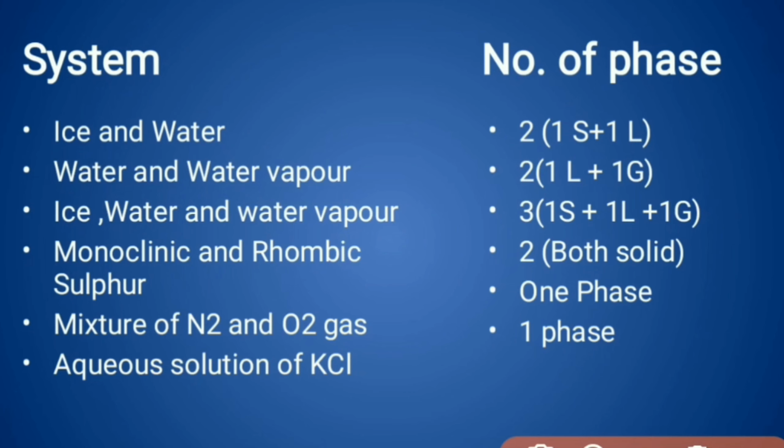Then monoclinic and rhombic sulfur. If there are monoclinic sulfur and rhombic sulfur in a particular system, then the number of phases will be 2, and both phases will be solid, because both are different forms of one sulfur.